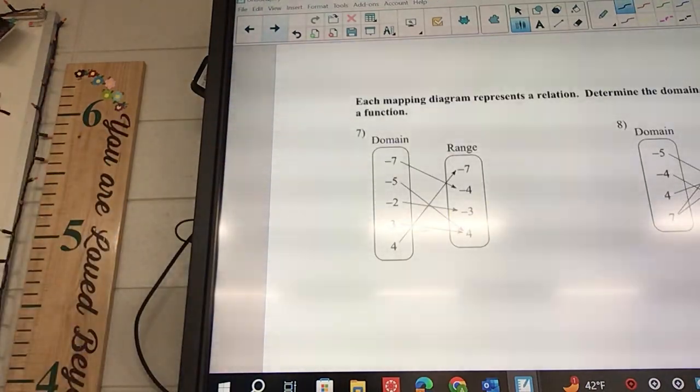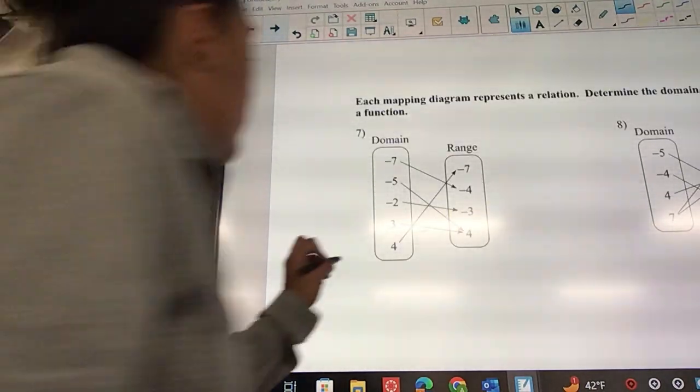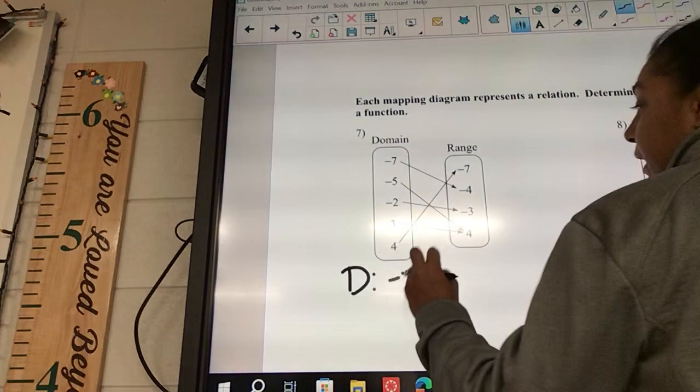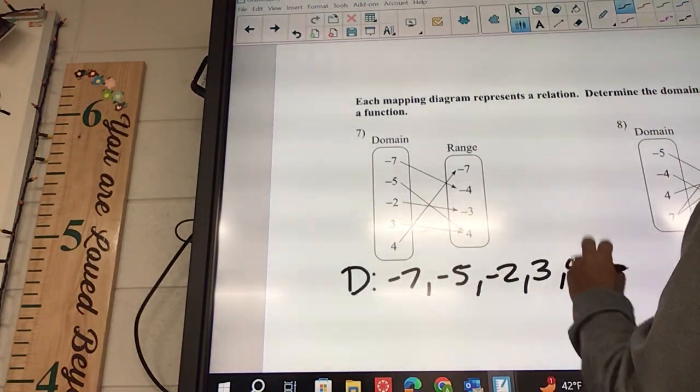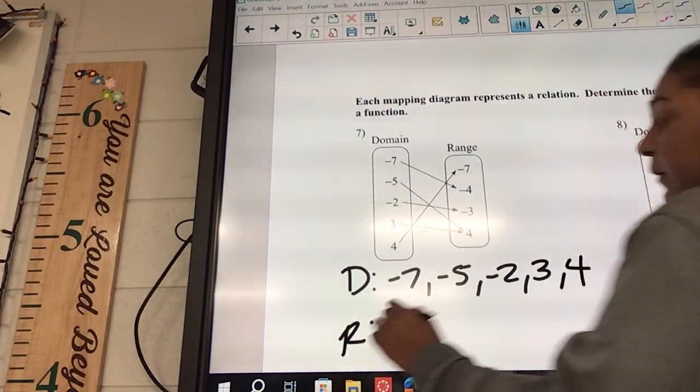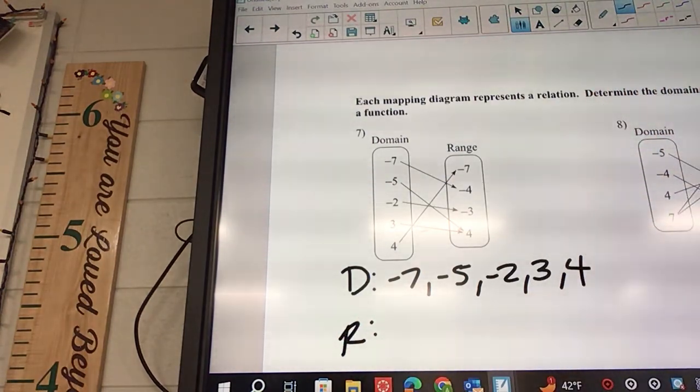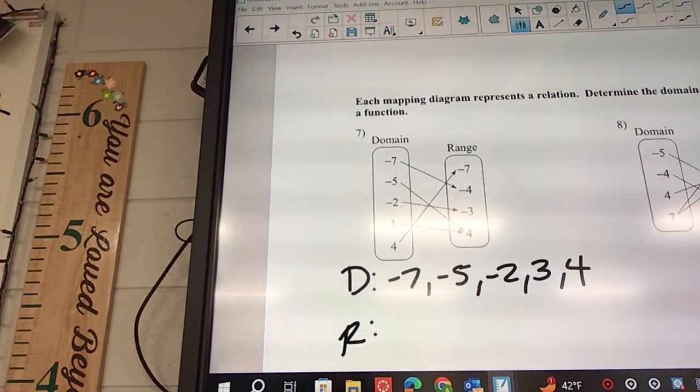Okay, for the next page, it's just a mapping. The domain is going to be -7, -5, -2, 3, and 4. Essentially you write them all down within the first box that's labeled domain.